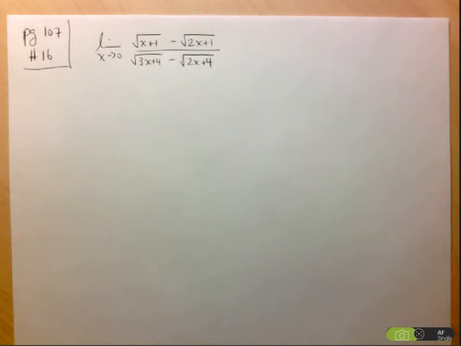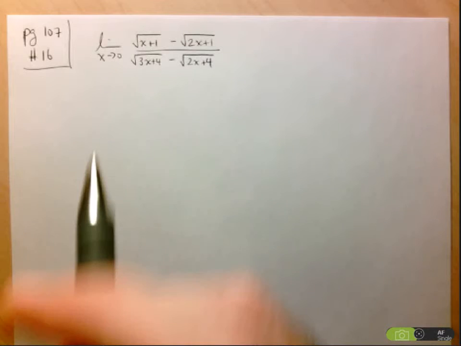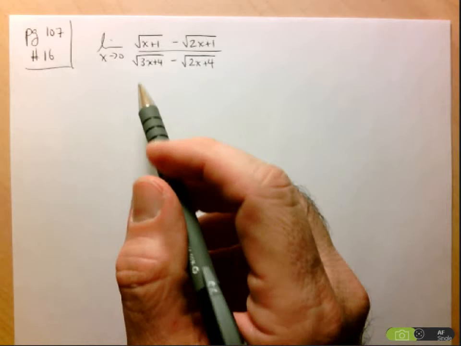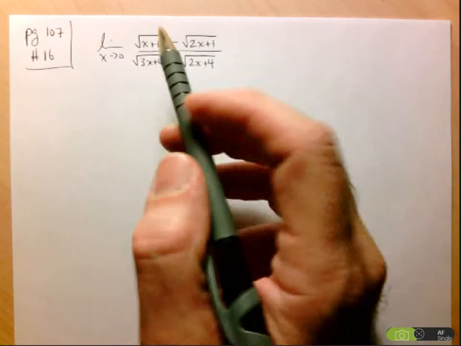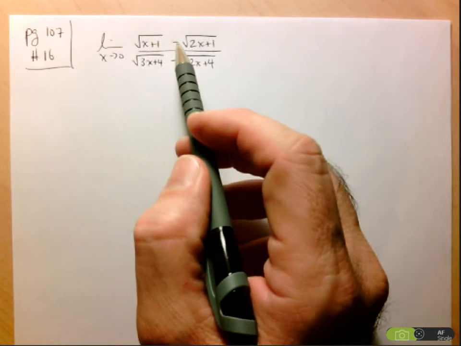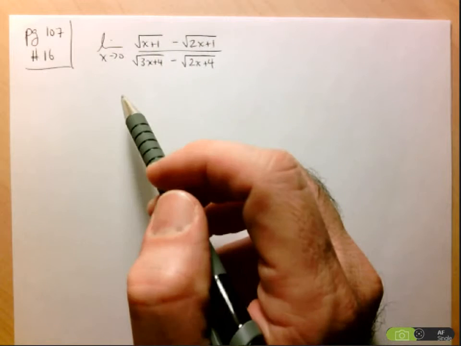Hi folks, we're going to take a look at number 16 from page 107. So we've got this limit here. First thing we should do is see if there are any problems with it. If not, we can just input the value of x. So we put in x equals 0 here, and we get root 1 minus root 1, so we've got a 0.